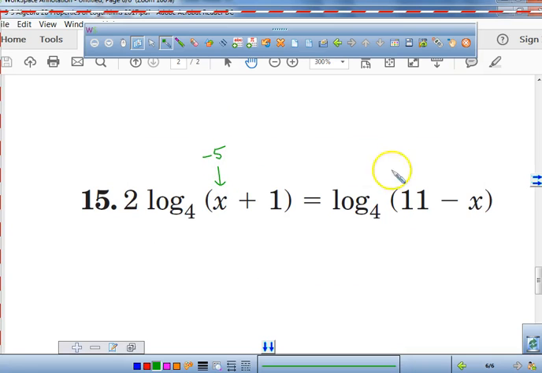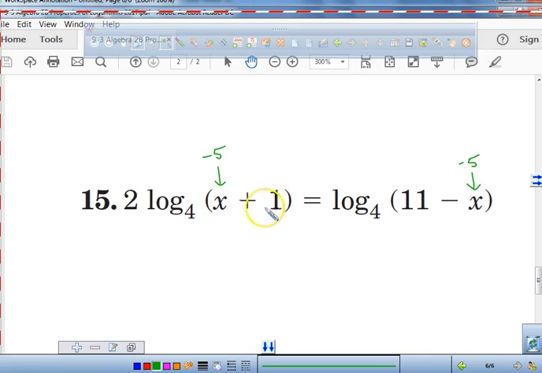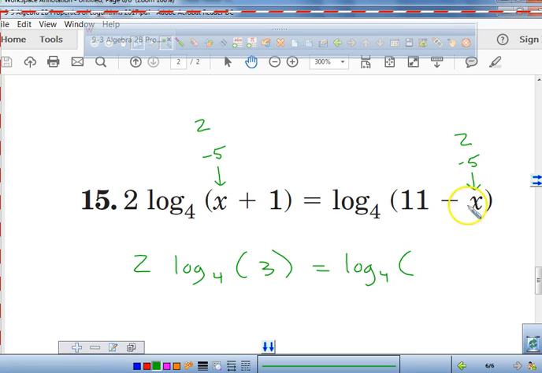Plug in -5 or a 2. If I plug in a -5, what's this going to evaluate to? That's not good. This number can't be a negative, okay? But if I plug in a 2 here and a 2 there, that will work. Watch. If I put 2 in log base 4 and I plug in a 2, that becomes a what? 3. This is log base 4 of 11 minus 2, which is a 9. You're like, that's not equal, but it sure is if you take that 3 and do what? Square the 3, then it works.